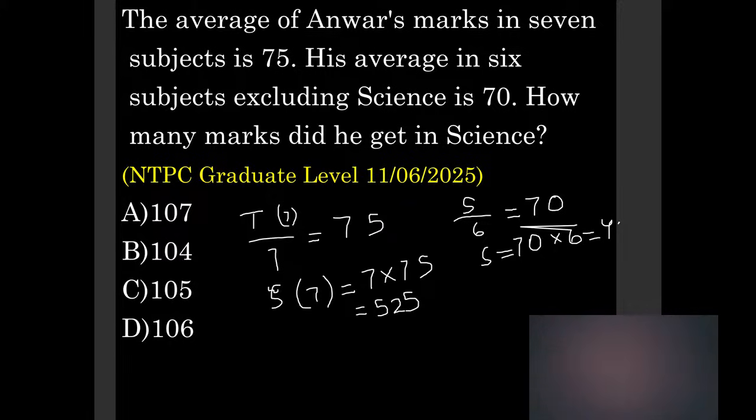Now we require the other subject, which is science. Sum of 7 subjects including science is 525. Sum of 6 subjects equals 420. So the remaining subject is 525 minus 420. You should subtract those two so that you will get the other subject. 7 minus 6 is 1. That one subject value is equal to 105.